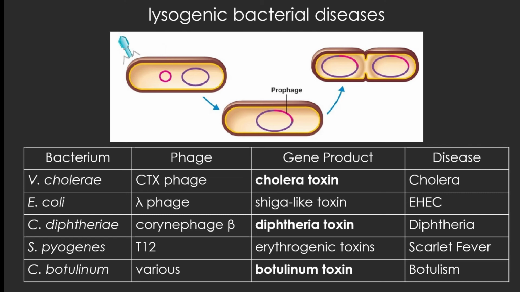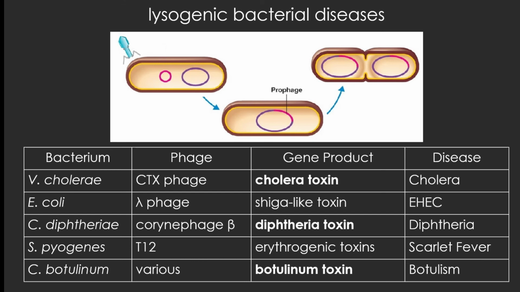Likewise, Escherichia coli, when it has been lysogenized by the lambda phage, gets with that lambda phage DNA a Shiga-like toxin, which allows it to cause enterohemorrhagic E. coli disease. Corynebacterium diphtheriae, if it's lysogenized with the corynebacteriophage beta, has now a diphtheria toxin, which causes diphtheria. So we talked about cholera. We talked about enterohemorrhagic E. coli in earlier chapters, and we were looking at how to diagnose different kinds of things with PCR, so that might sound familiar to you.